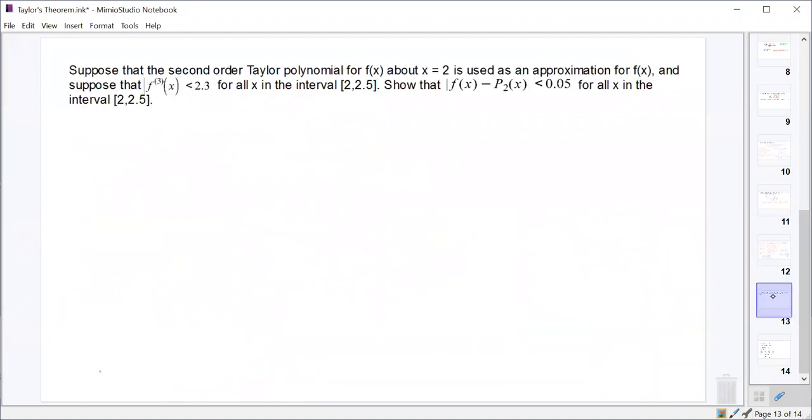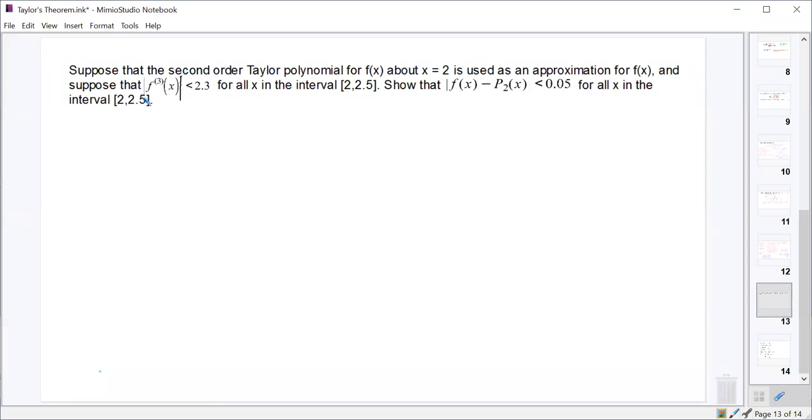All right, one more of these, and then we're going to do something cool here at the end. So we've got a second order Taylor polynomial for our function, some function f of x. We're not given f of x, doesn't matter. Around x equals 2, and we're using that as an approximation for our function. And we are given the information that the absolute value of the third derivative of f of x is always less than 2.3 for all x between 2 and 2.5.